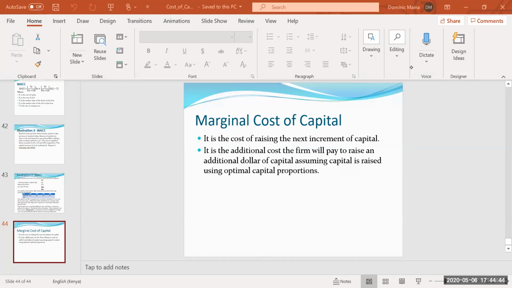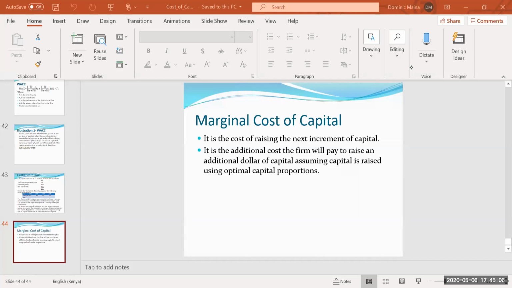And I would want us to conclude on the cost of capital. There's still a bit of cost of capital which we have not discussed, what we refer to as the marginal cost of capital. And what is marginal cost of capital?